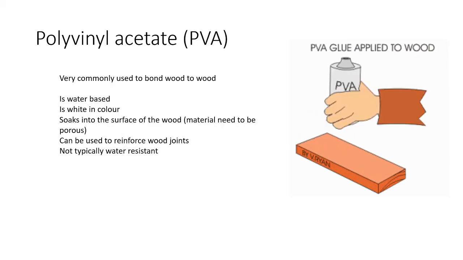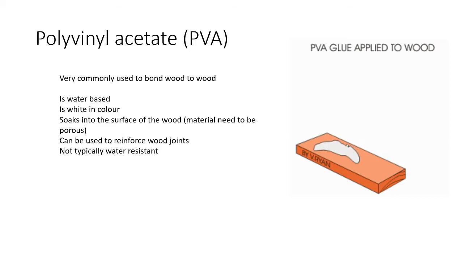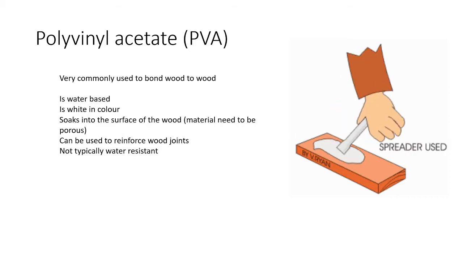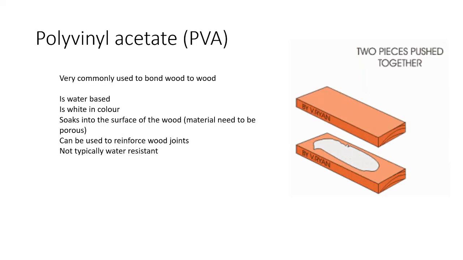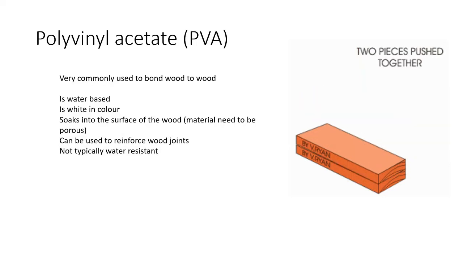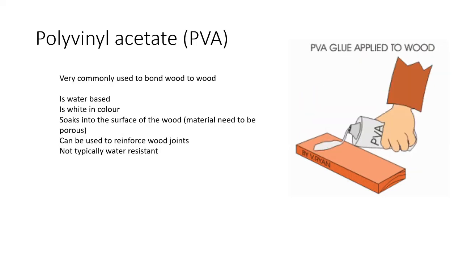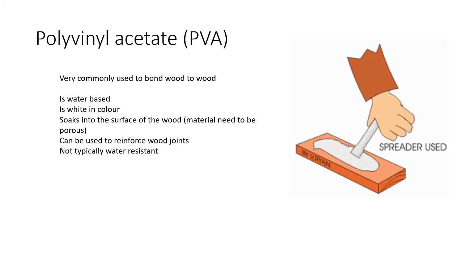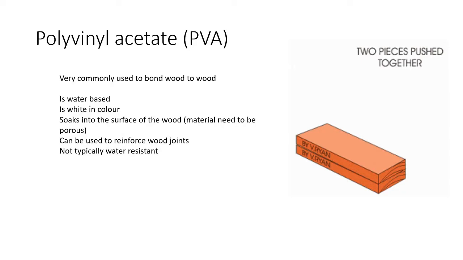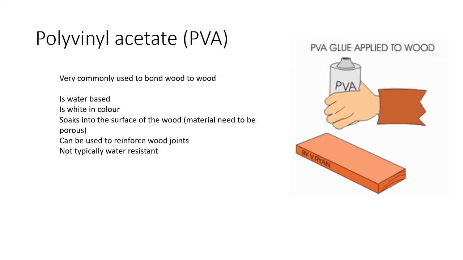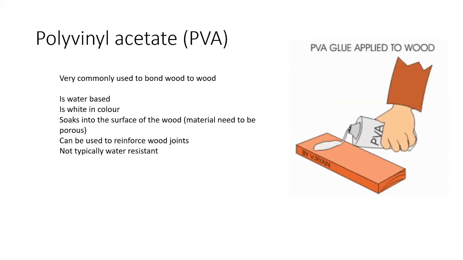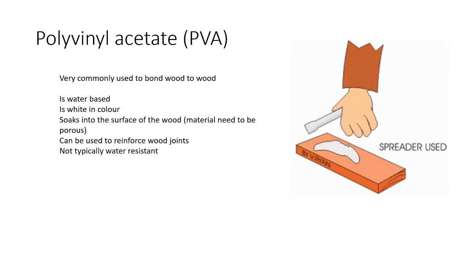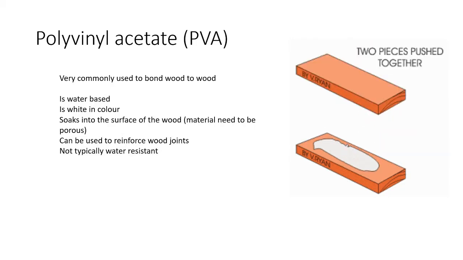It's most commonly used for doing wood to wood. It's water based, it's white in colour, but dries clear. It soaks into the surface of the material, so the material has to be what's called porous. Porous being that it's got little holes, like your skin's porous. So basically, there are some very, very fine holes in the material and it'll soak into it. You can reinforce it with wood joints or screws or that sort of thing.